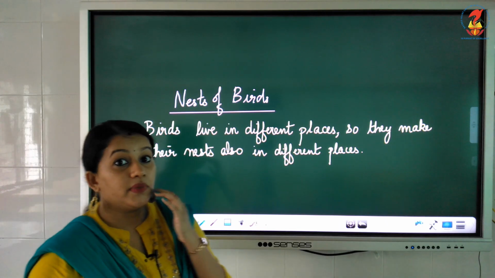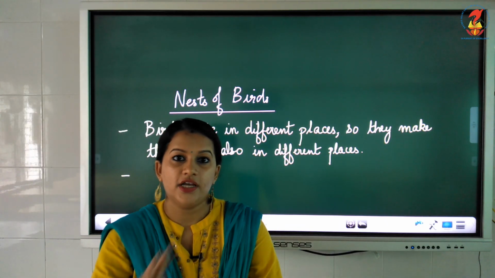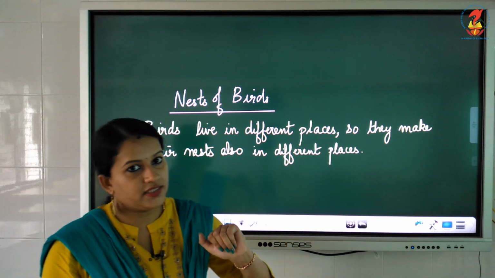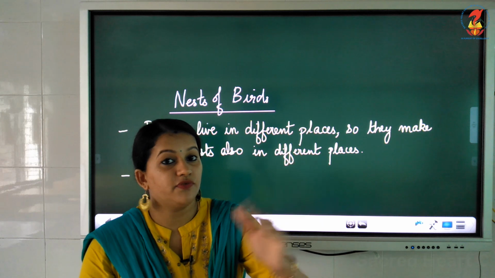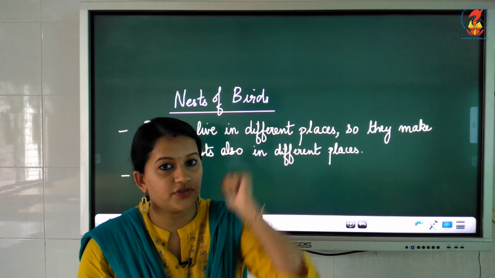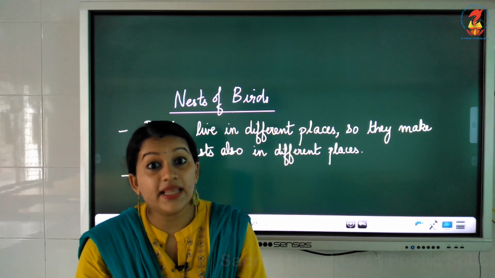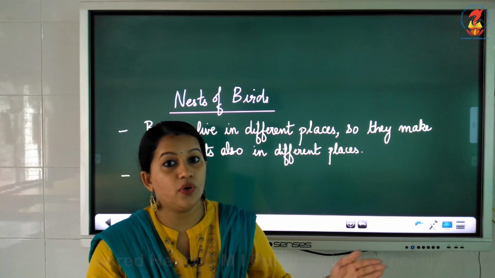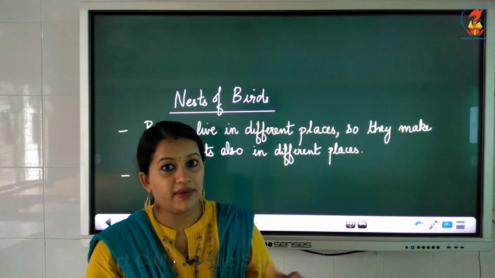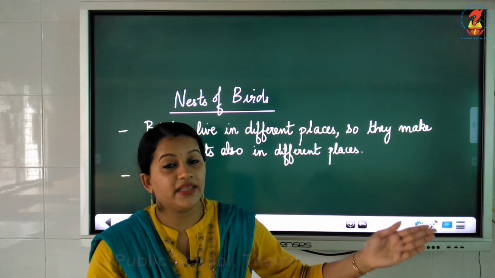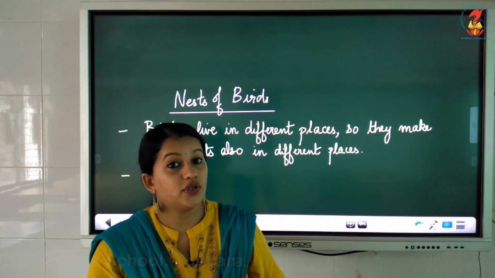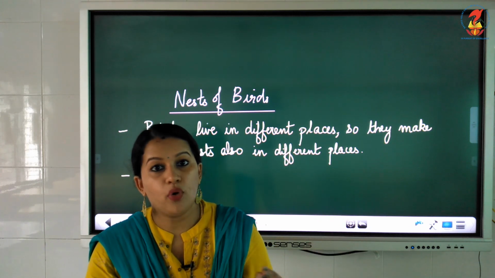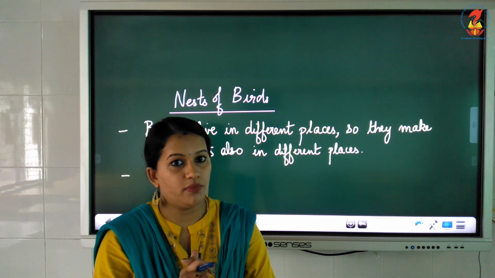You can see that birds live in different places, so they make their nest also in different places. Some of the birds will build their nest on top of the trees. Some of them build their nest near a water body, near a river, on the banks of a river, or on the banks of a pond, isn't it? By the side of water bodies.